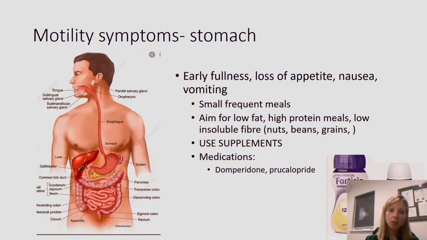Again, the lifestyle changes that are important, having small, frequent meals up to 5 meals per day, avoiding high-fat foods because they will sit in the stomach naturally for longer, having higher protein meals, but also having some fibre, but really trying to cut down on the insoluble fibres such as nuts, beans and grains, because again they tend to sit in the stomach more.